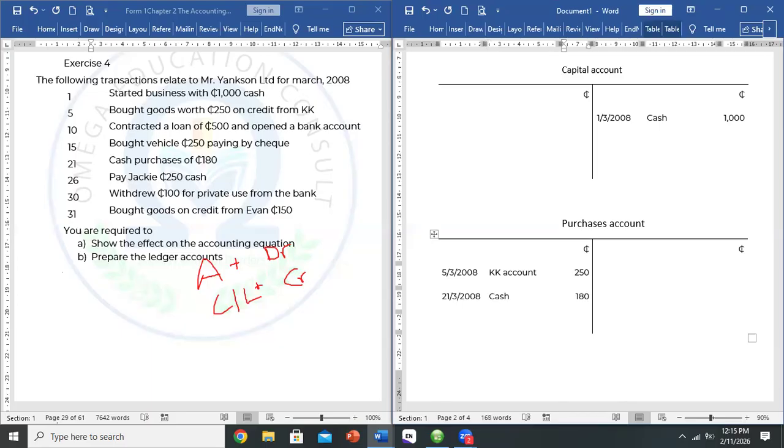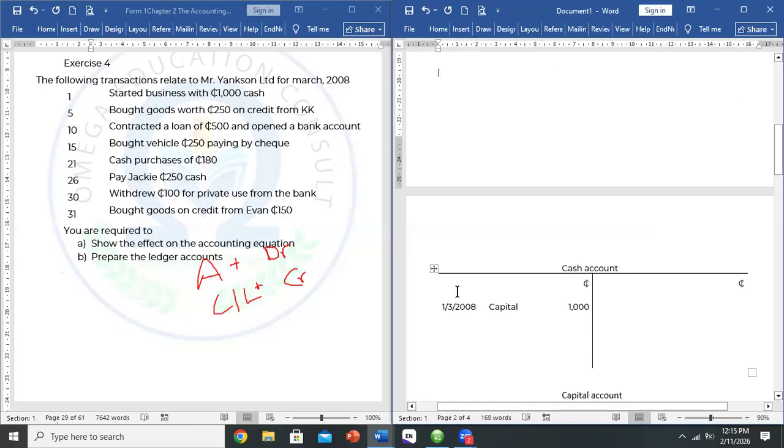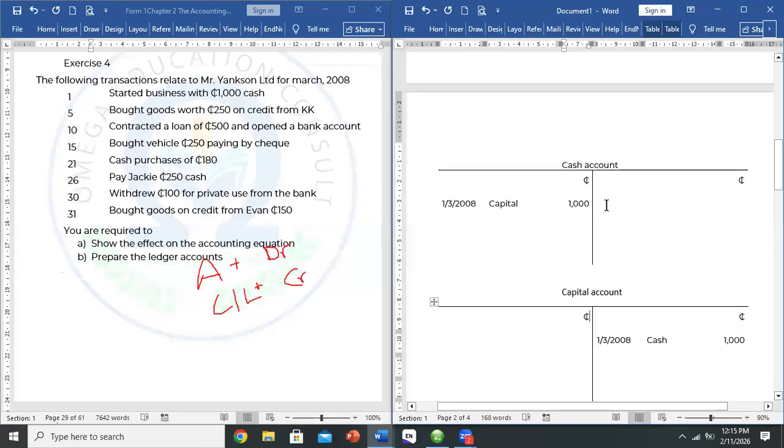Then you now locate your cash account. I think we already have a cash account. Yes, here it is. This time we credit cash. So on the right side, 21st March 2008, that will be purchases. The amount is 180. Very smooth. Very smooth.